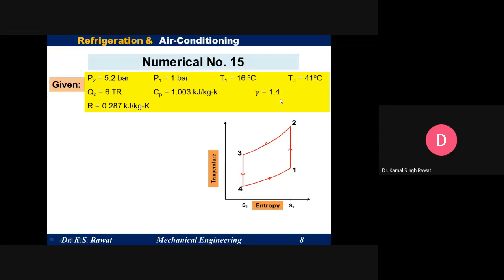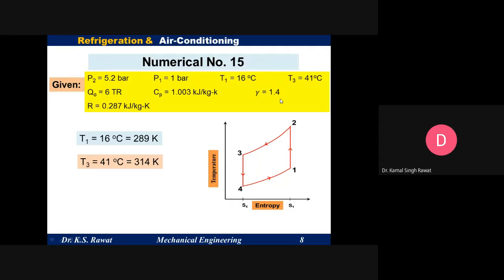In the first step, we have to convert these temperatures into the Kelvin scale. T1 equals 289 Kelvin, and T3 equals 314 Kelvin.